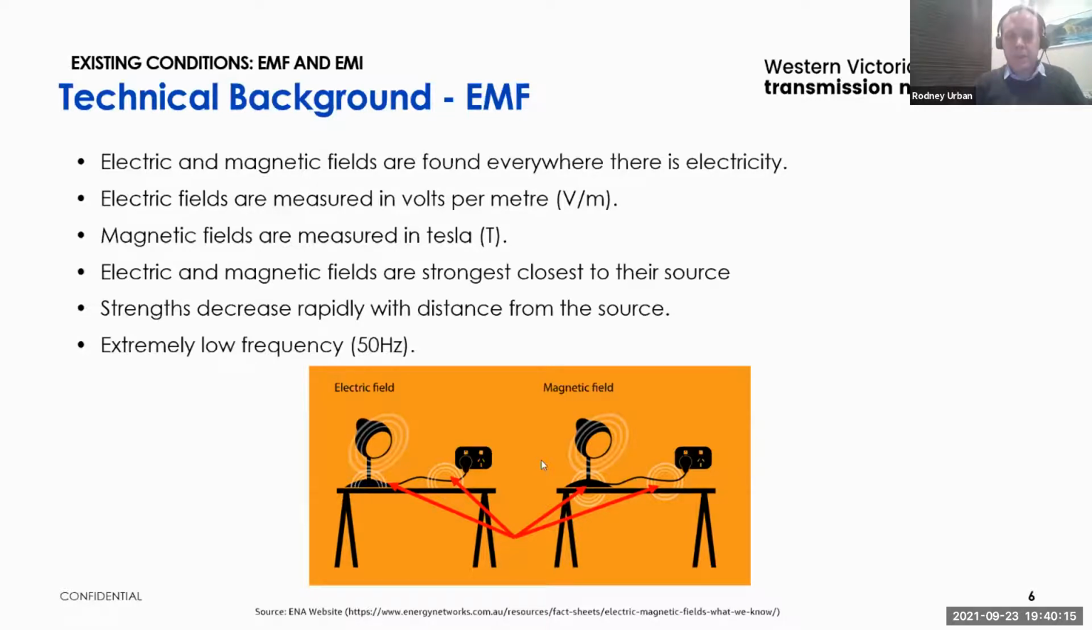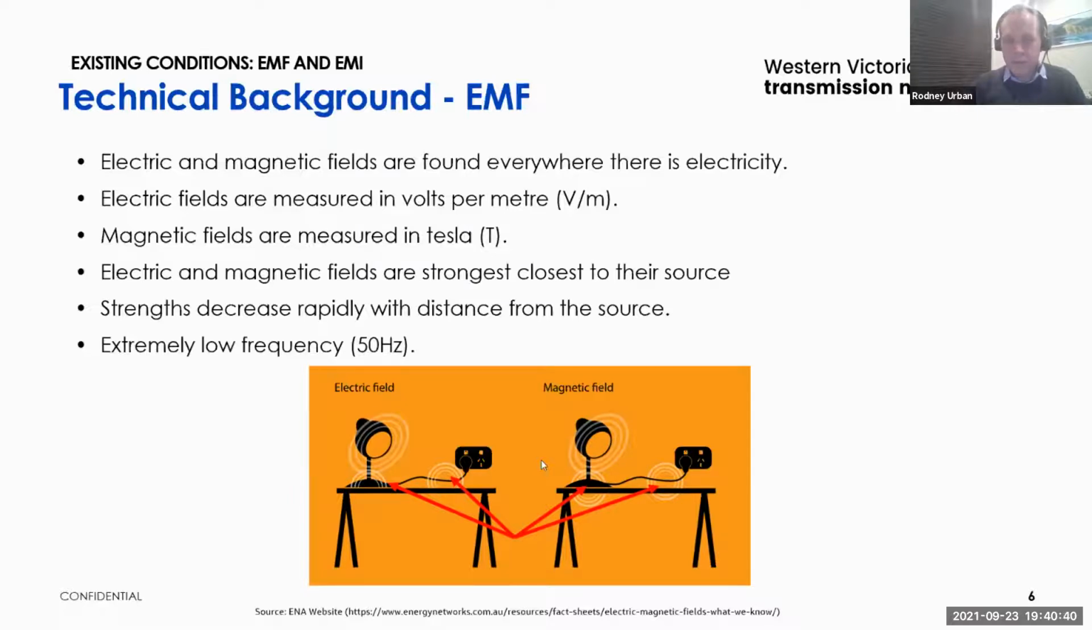The electromagnetic fields are strongest closest to the source, so that's the voltage or the current in the conductors, and that decreases very quickly with distance away from the source. Again, electric and magnetic fields that we're talking about are operating at extremely low frequencies. So we're talking about 50 hertz or 50 cycles per second.